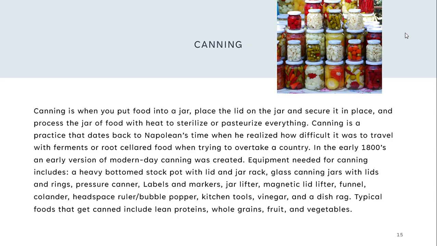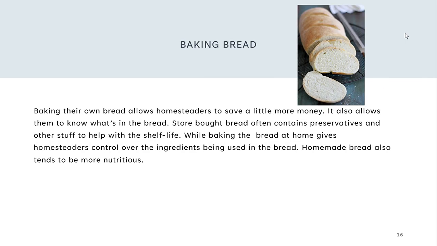Equipment needed for canning includes a heavy-bottom stock pot with lid and jar rack, glass canning jars with lids and rings, pressure canner, labels and markers, jar lifter, a magnetic lid lifter, funnel, colander, headspace ruler or a bubble popper, kitchen tools, vinegar, and a dish rag. Typical foods that get canned include lean proteins, whole grains, fruits, and vegetables.